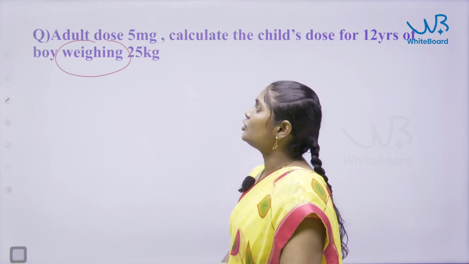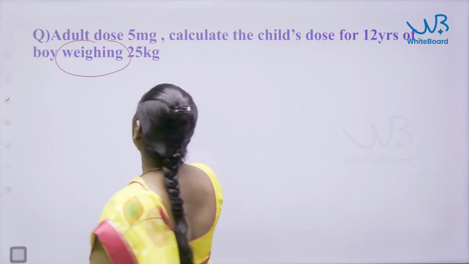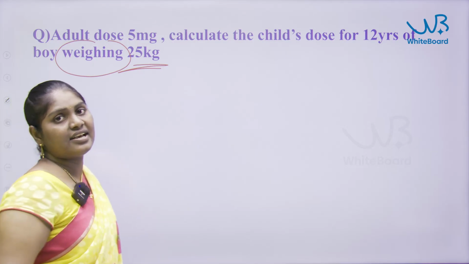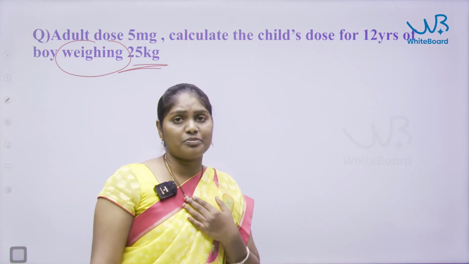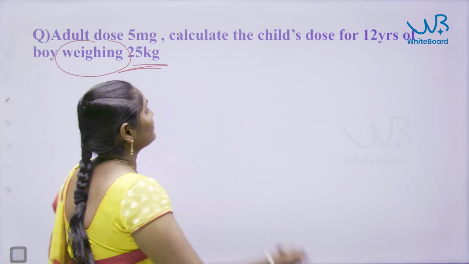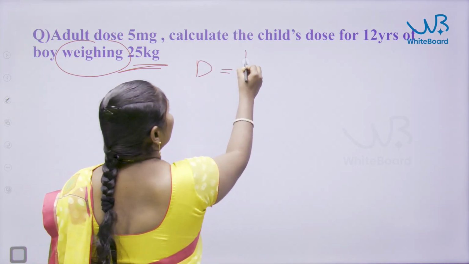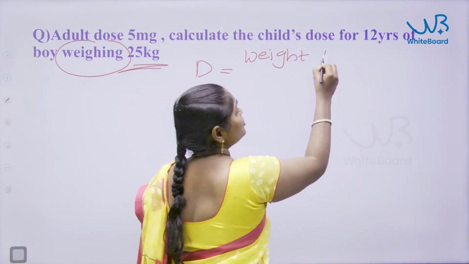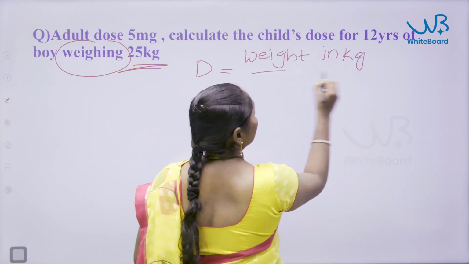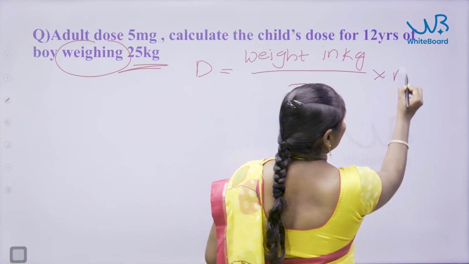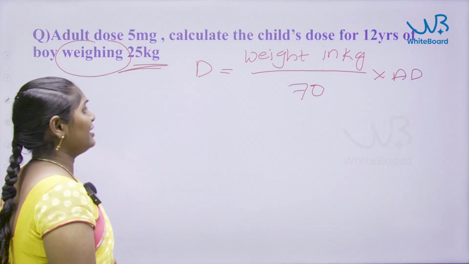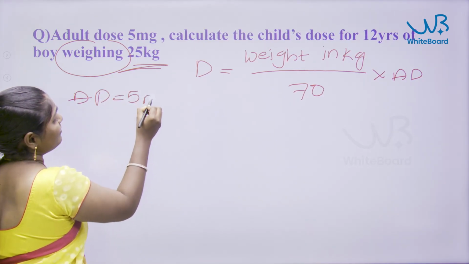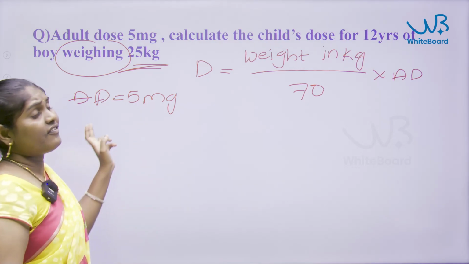So the adult dose is 5 mg. Now what is our Clerk's formula? The weight is given in kgs. Kgs means I should not use the pounds formula, I should use the kgs formula. That is, dose equals weight in kgs by 70 into adult dose. The given adult dose is 5 mg.